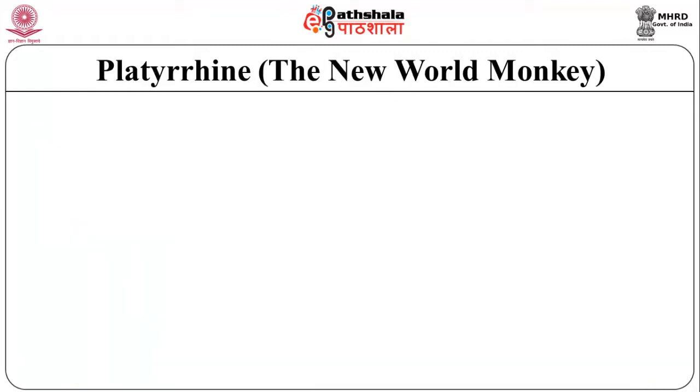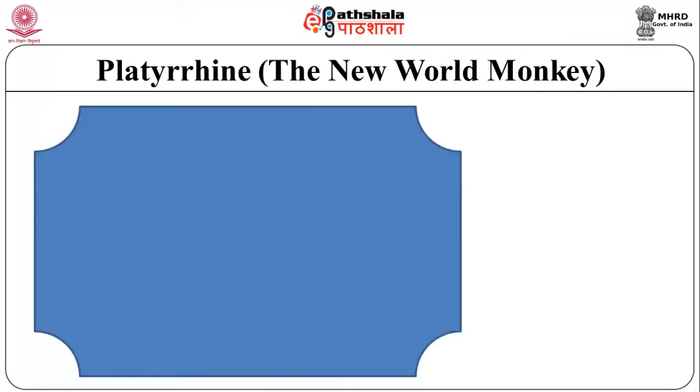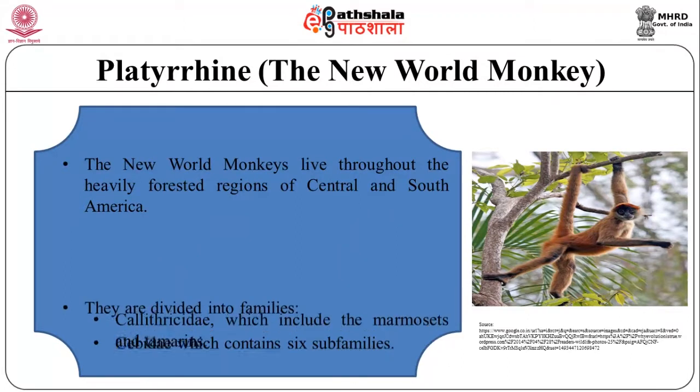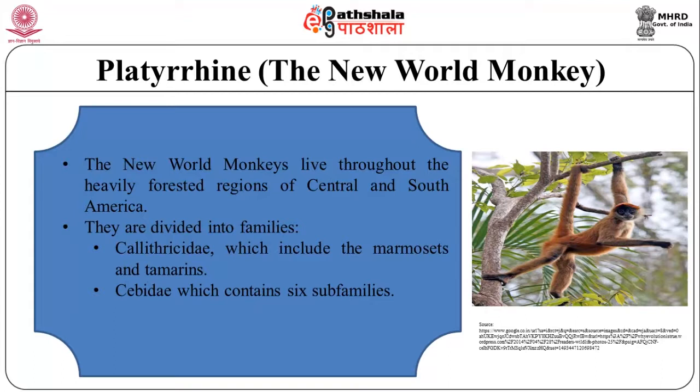Now, Platyrrhine, the New World monkeys. The New World monkeys live throughout the hilly forested regions of Central and South America. They are divided into two families: Callitrichidae, which include the marmosets and tamarins, and the Cebidae, which contains 6 subfamilies. Most New World monkeys belong to Cebidae.